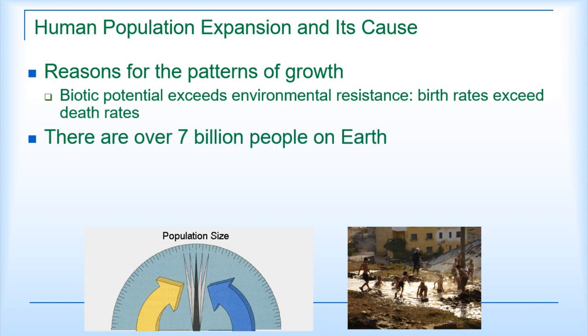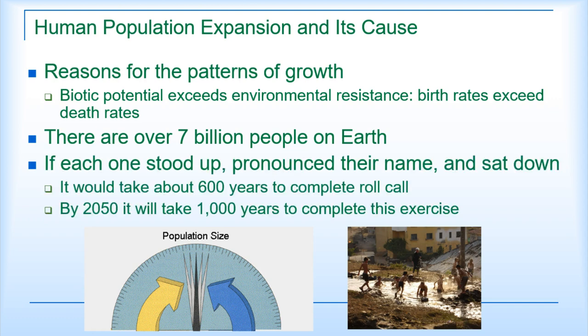There are over 7 billion people on Earth. Basically, if everybody stood up, called their own name, and then sat down in a reasonable amount of time, a couple of seconds, it would take somewhere around 600 years to complete roll call. And if the population continues to grow, by 2050 it would take 1,000 years to do that, right? I think that's a really interesting and not very useful fact, but it puts in perspective the number of people that we're talking about.